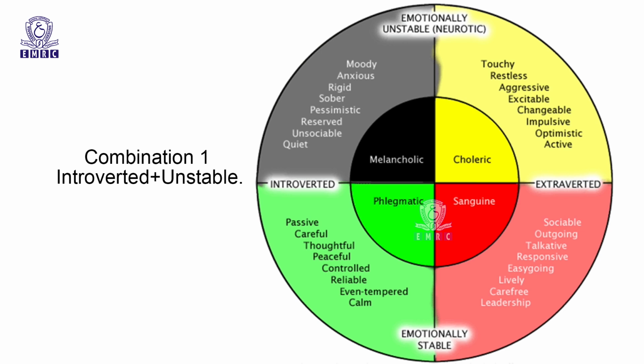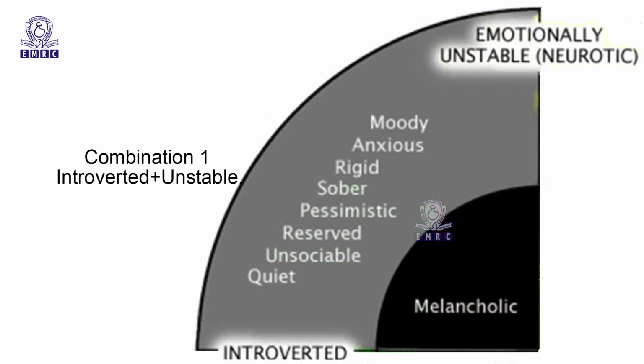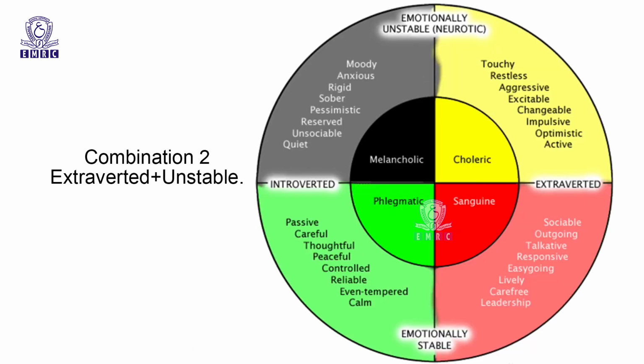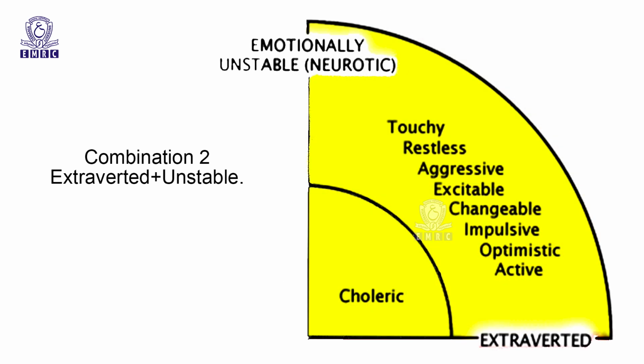Combination 1 is introverted plus unstable. It is known as the melancholic type, which is depicted in black color. The traits of this type are moody, anxious, rigid, sober, pessimistic, reserved, unsocial and quiet. Whereas combination 2 is extroverted plus unstable. It is known as the choleric type, which is depicted in yellow color. The traits of this type are touchy, restless, aggressive, excitable, changeable, impulsive, optimistic and active.